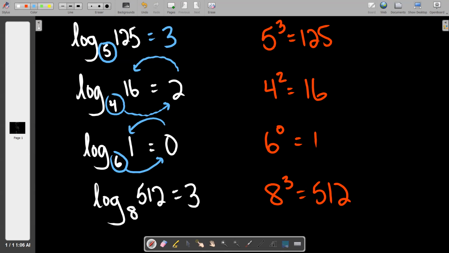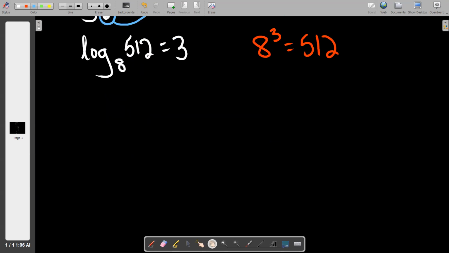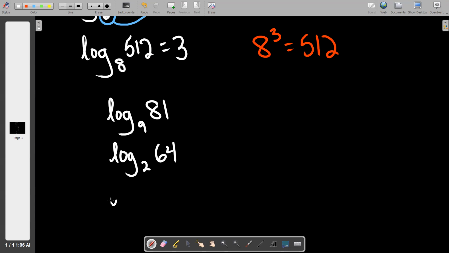So I'm going to put up a couple of logarithms and have you evaluate them for me. You should have no troubles with this at all. So let's do log base 9 of 81. Let's do log base 2 of 64. And let's do log base 5 of 625. Five minutes ago, that would have made literally zero sense. At this point now, hopefully the code is cracked and you realize I'm just asking you to play a game of fill in the blanks.